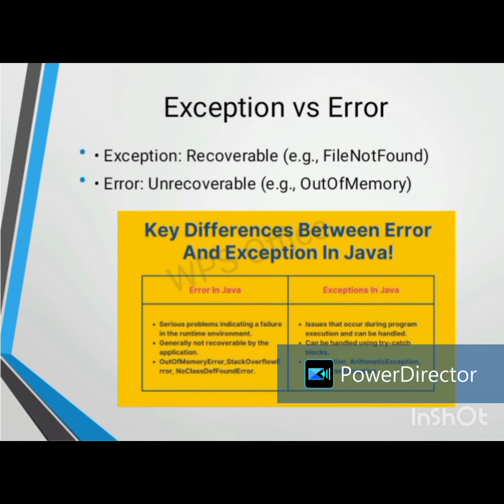On the other hand, unchecked exceptions are not checked at compile time. Those occur during runtime and are typically caused by programming bugs such as logic errors or improper use of APIs. Examples include NullPointerException, ArrayIndexOutOfBoundsException, and ArithmeticException. Unchecked exceptions are subclasses of RuntimeException.